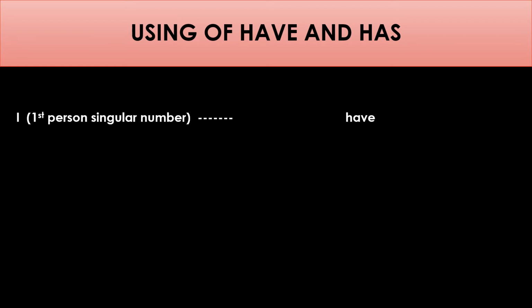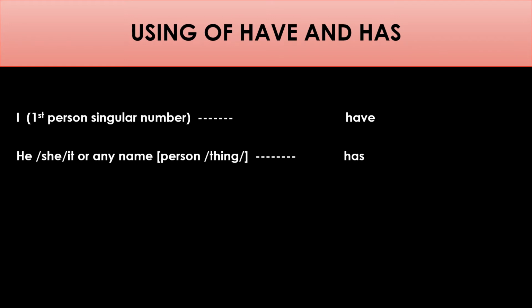Look at the form I. I is first person singular number. If I comes as a subject, then you have to use have. And he, she, it, or any names, maybe a person's name, maybe a thing's name, then you have to use has. If a third person singular number comes as subject, then you have to use has. Then plural number: if the subject is in plural number, you have to use have after the subject.